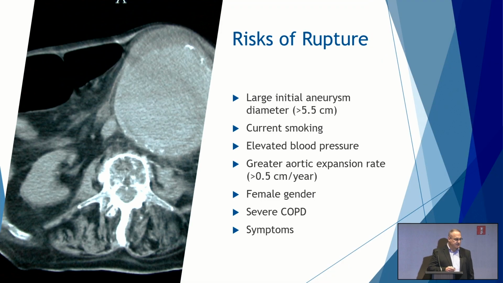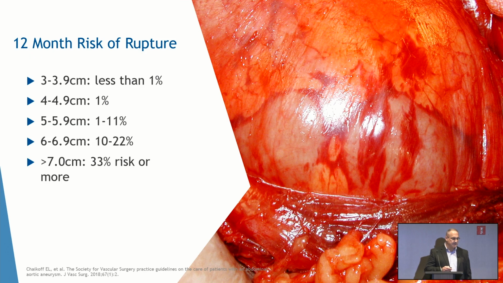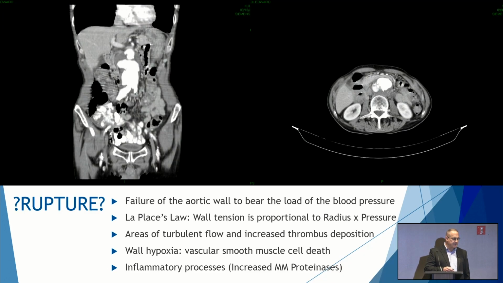For ruptured AAAs, the risk of rupture increases with a diameter greater than 5.5 cm. Risk is also higher if you're currently smoking, have elevated blood pressure, a high expansion rate, are female, have severe COPD, or are symptomatic. The 12-month rupture risk, you can see here for 5.5 and above, is anywhere from 1 to 11%, and it gets fairly high as you go over 7.